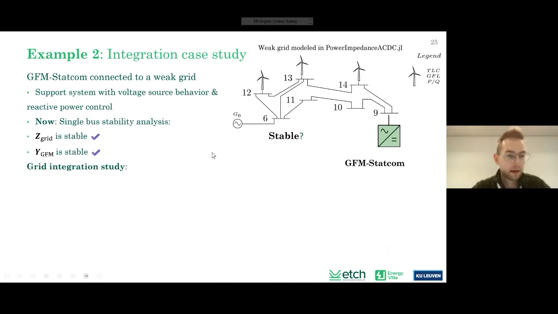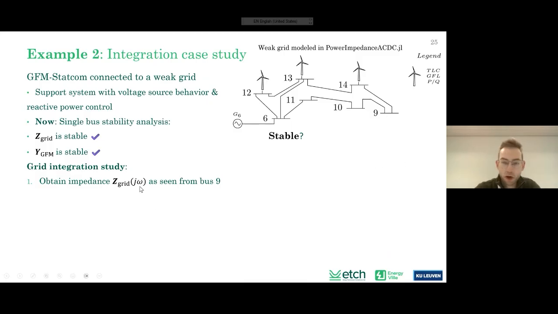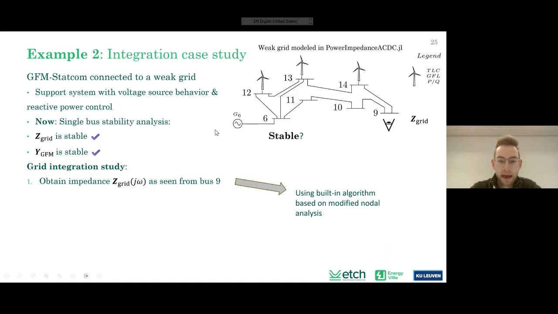So I left off explaining how we do this grid integration study. First we're going to obtain the impedance Z_grid as seen from bus 9. So this is basically the impedance when we look into the system from bus 9. And here we can use the built-in feature within the tool. There's a function called determine impedance. With that, we can determine the impedance seen from any bus of the system.